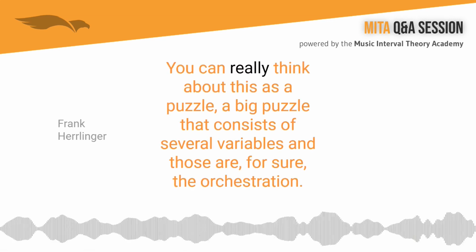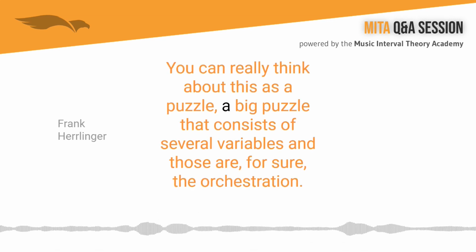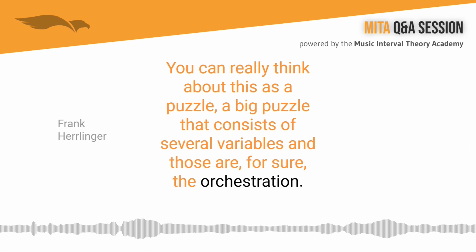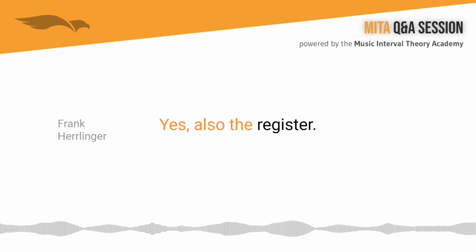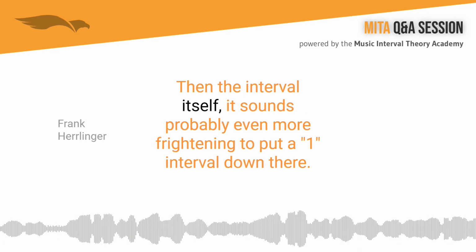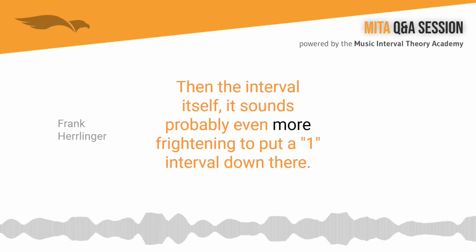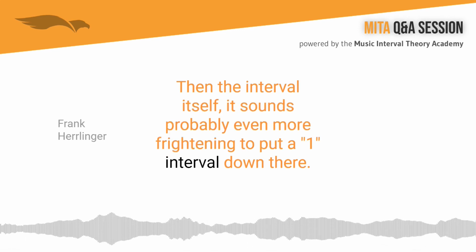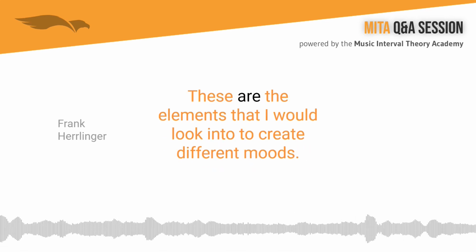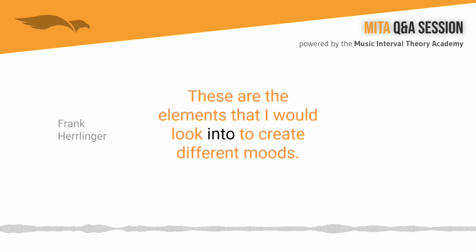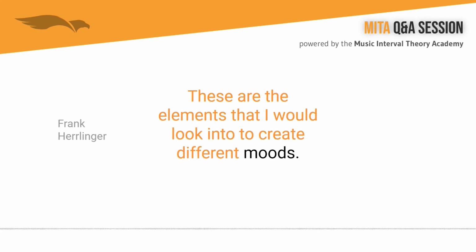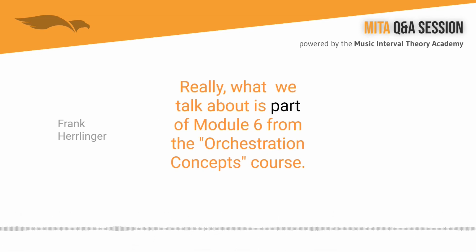You can really think about this as a puzzle, a big puzzle that consists of several variables. And those are for sure the orchestration, yes, also the register. Then the interval itself. It sounds probably even more frightening to put a 1 interval down there. These are the elements that I would look into to create different moods. Really, what we talk about is part of Module 6 from the Orchestration Concepts course.